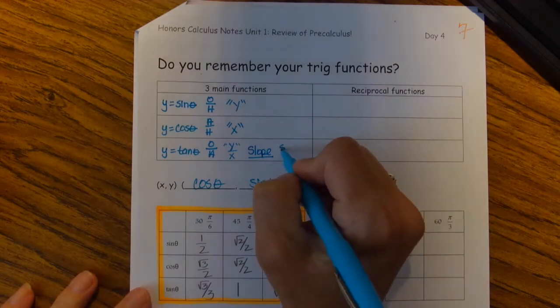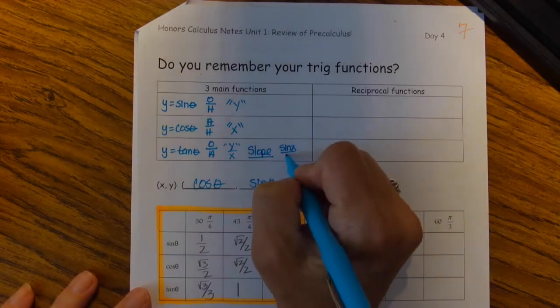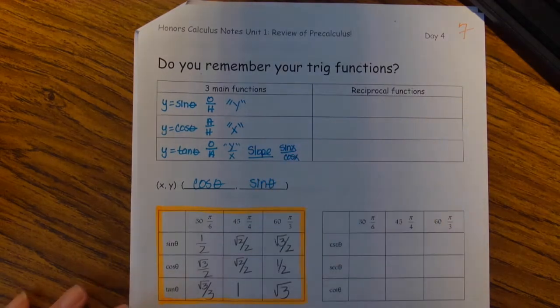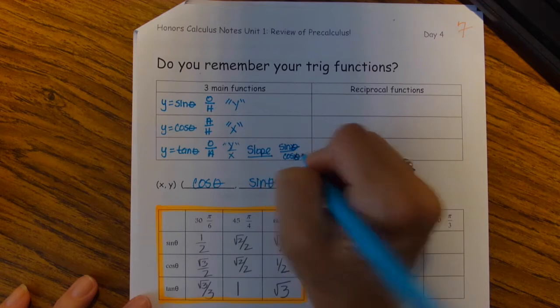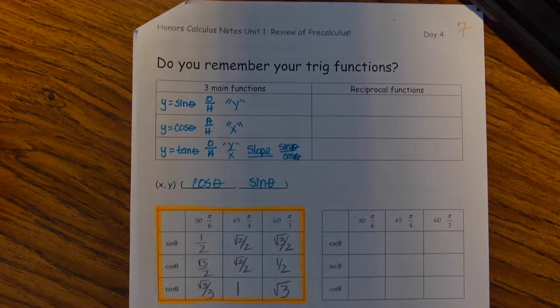You could also say it's sine over cosine. You remember from, well, I'll use theta instead of x, you remember from pre-cal when we did all of our identities, sine over cosine is tangent. We had to switch all those out.